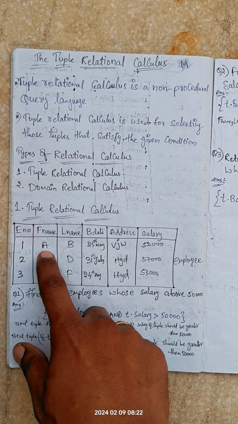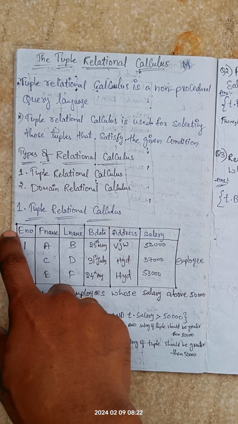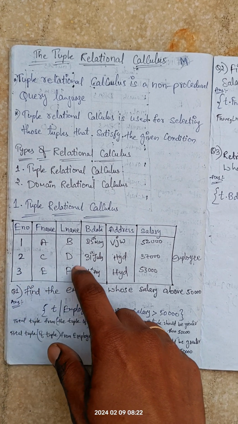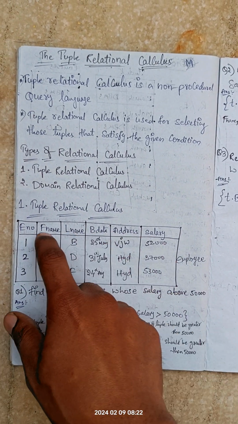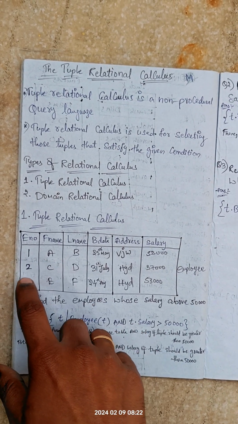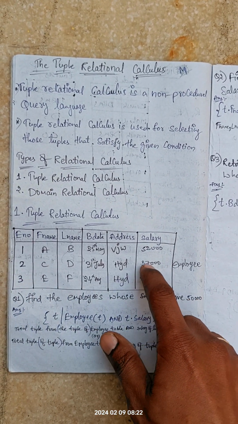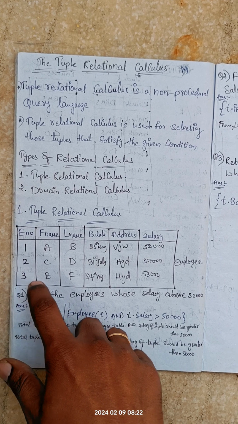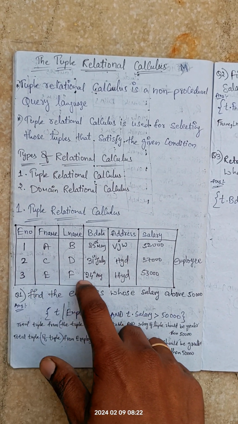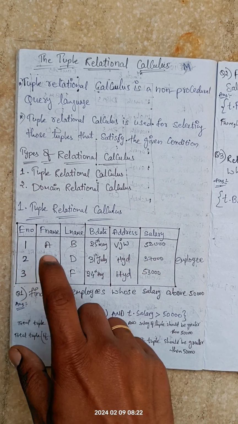This is the first employee's details, complete details. So we call it a tuple. This is the second employee's complete details. So we call it a tuple or a record. Okay, this is the third employee's details, complete details. So this is the third tuple or record.